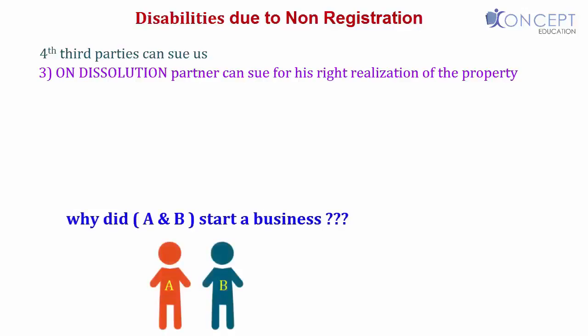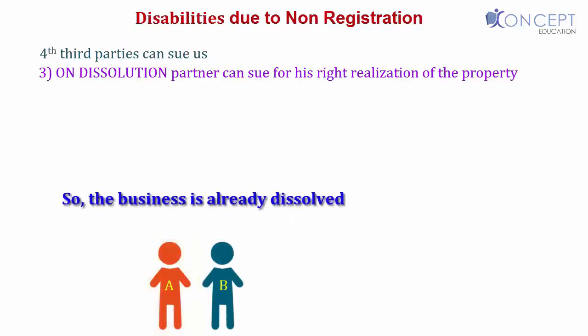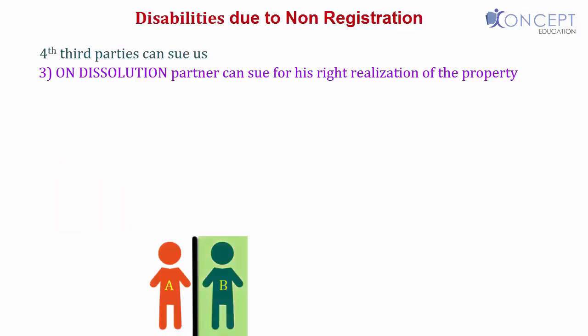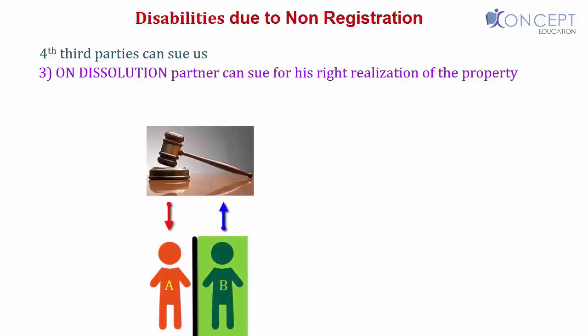Why did A and B start a business? For the taxi business. Now A has sold the taxi. Is there any taxi? No. So the business has already dissolved. Right? So this is the silent way of saying that yes, the business is dissolved, and on dissolution, a partner can sue another partner. Right? So only on dissolution, a partner can sue another partner or the firm, and only on dissolution, a partner or a firm can sue third parties.